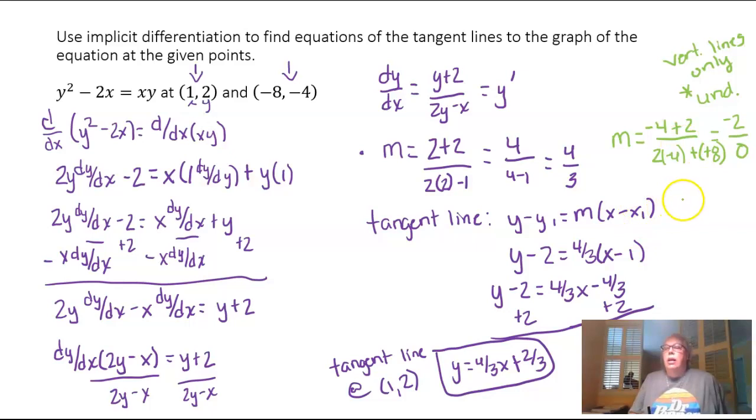And vertical lines all have the same equation. They are x equals whatever the x coordinate of my point is. So in this case, we have -8, -4. The x coordinate is -8. Therefore, the tangent line is x is equal to -8. And if we took a look at this on Desmos, you could see the original equation and you could see both of those tangent lines.